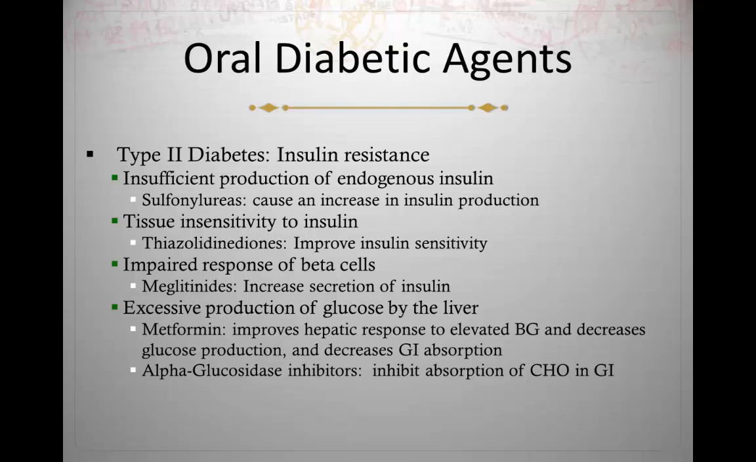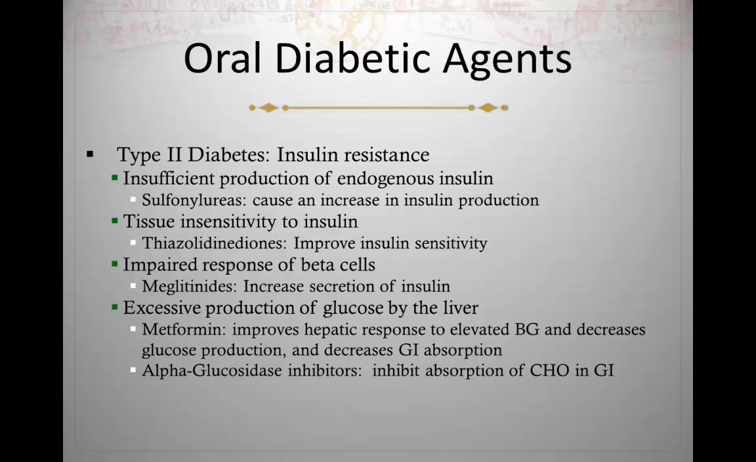Then you have another group. Examples of the glitazones are rosiglitazone, or Avandia, and pioglitazone, or Actos. Another group is the meglitinides, which are the alpha glucosidase inhibitors.